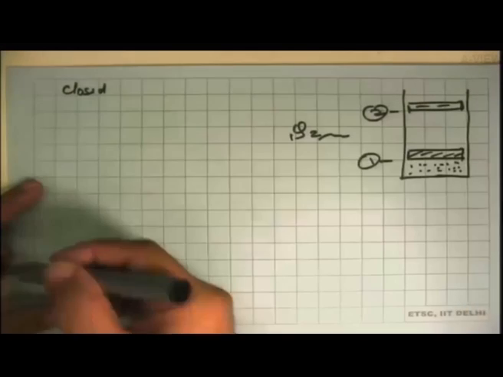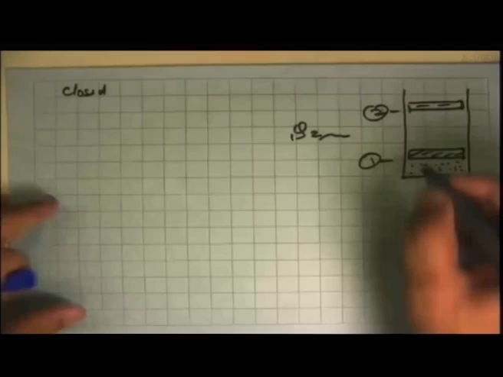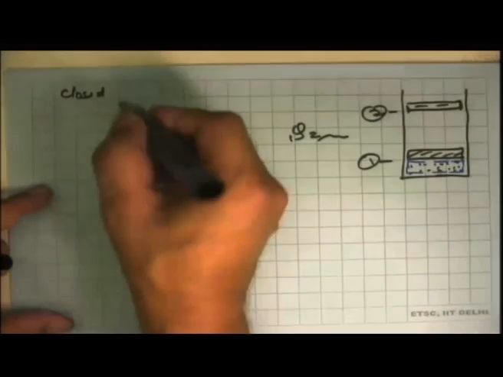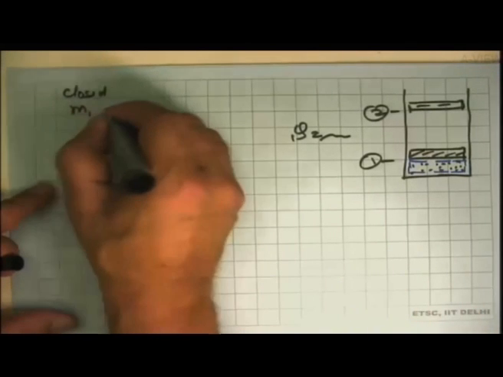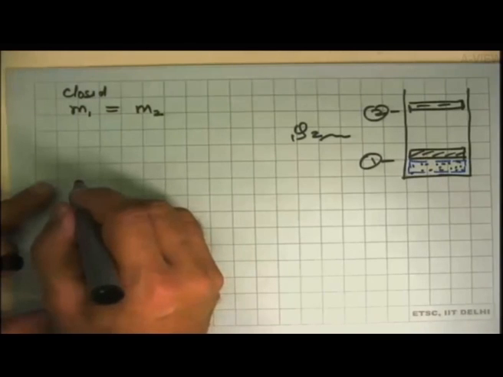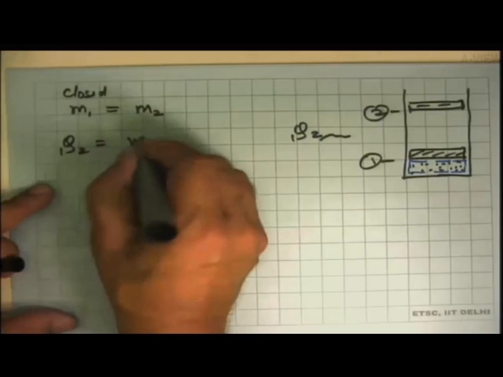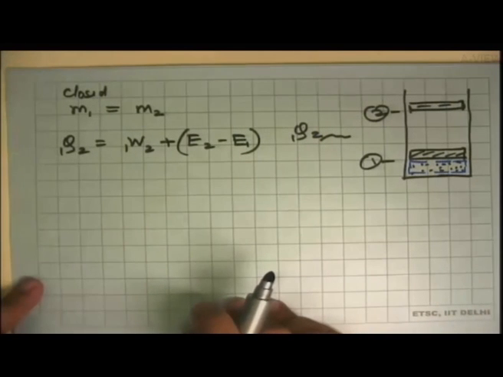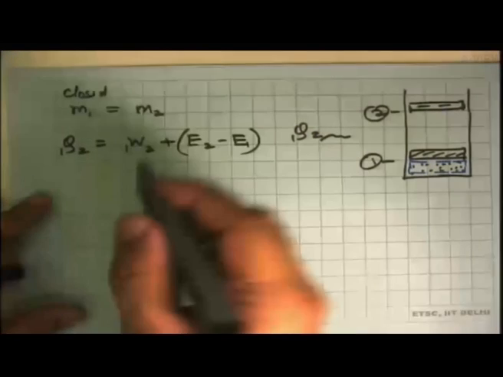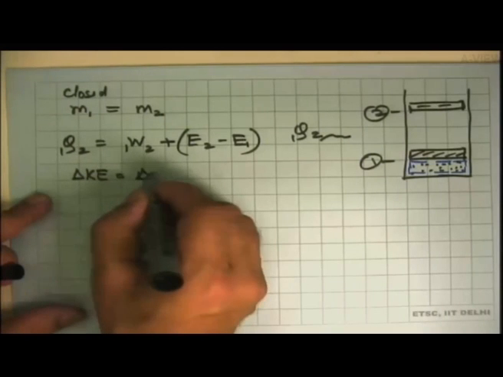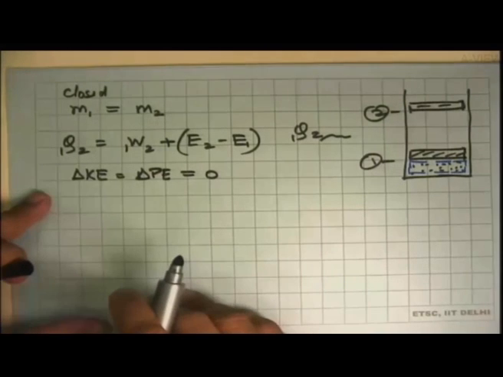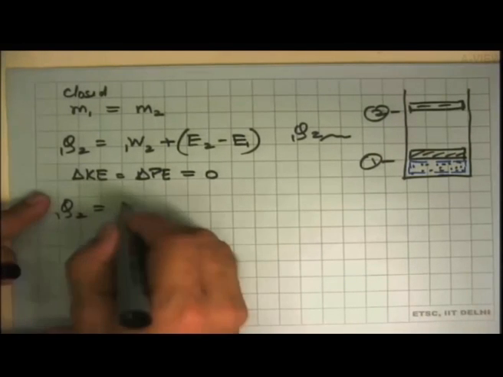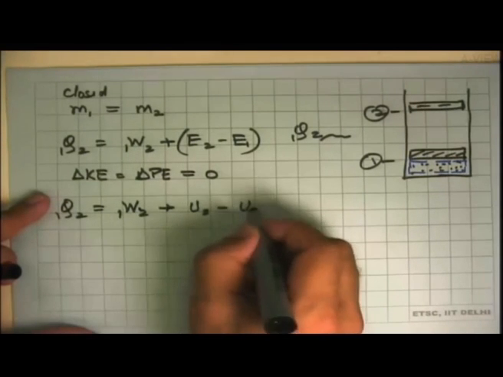So we start off the way we did in the beginning: we first identify the system boundary and say whether it is an open system or a closed system. This is a closed system, so the mass inside is constant. That means mass in state 1 equals mass in state 2, conservation of mass. The first law tells us that Q12 = W12 + E2 - E1. Then we assume delta KE and delta PE are 0, so Q12 = W12 + U2 - U1.